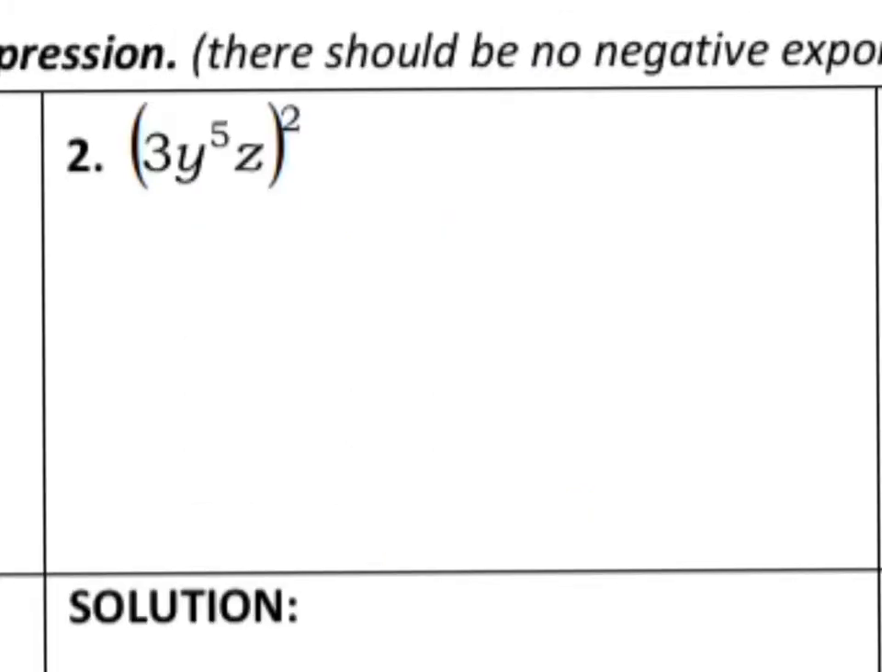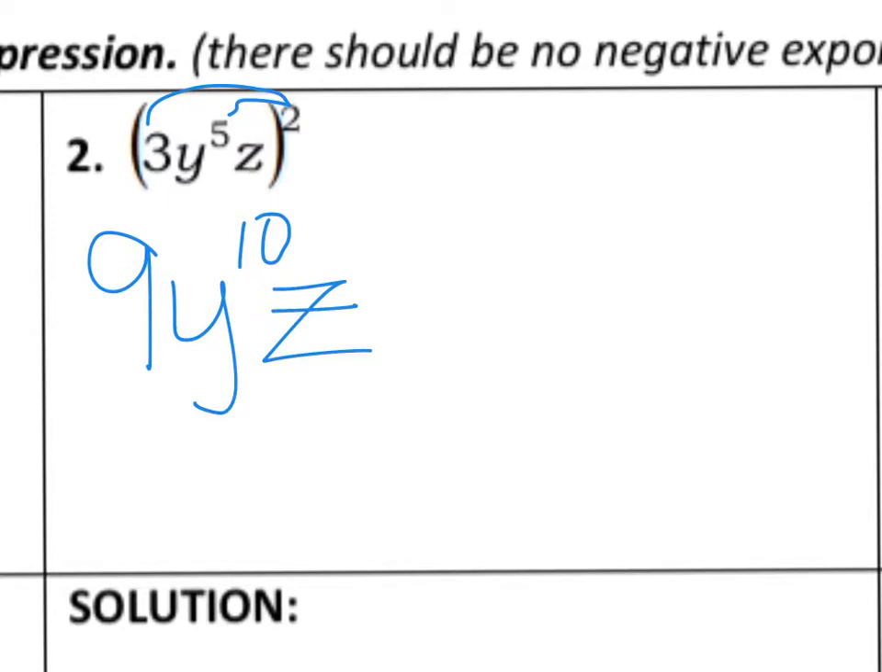Number 2 is an example of power to a power. So we're going to apply that square. So 3 squared is 9. And the rule here is that you multiply your exponents. So this is going to be y to the 5 times 2, the 10th power. And z gets applied to this imaginary 1 right here. So that turns into the 2nd power.